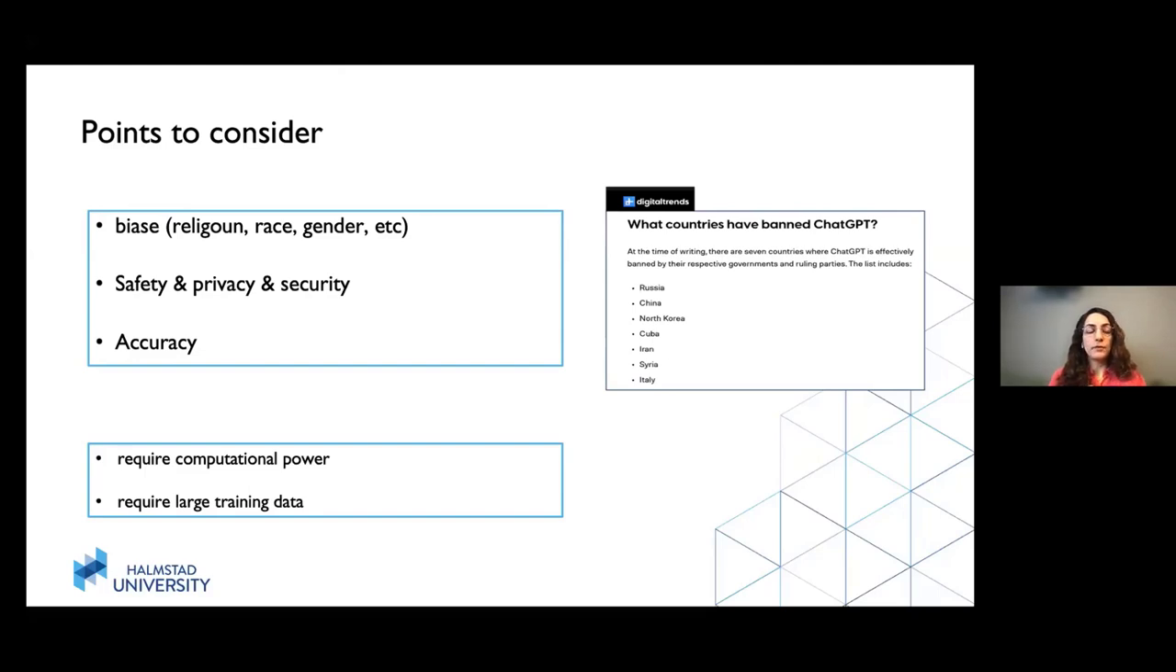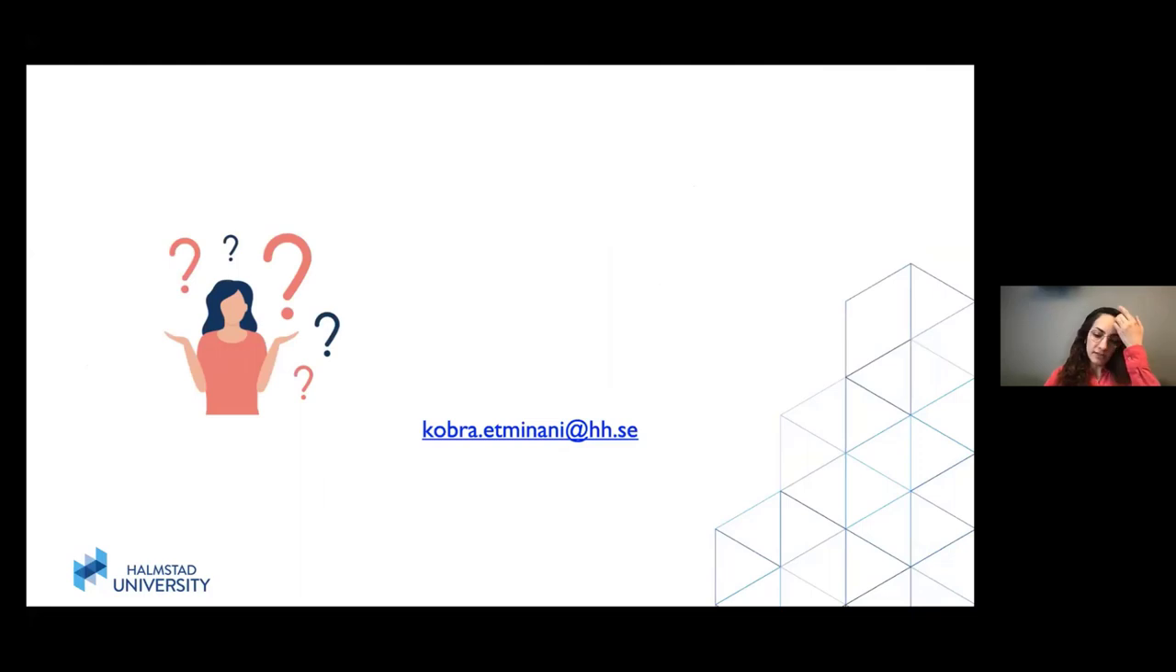I have an example from the country I'm located in, Sweden. They tried to train a large language model based on the Nordic languages, mainly Swedish. The biggest or the most powerful computer they could find in Sweden was limited to some billions of parameters they could train. So it's a fact that you need to have large computational powers if you want to train it. And of course, large training data. So these are the points to consider.